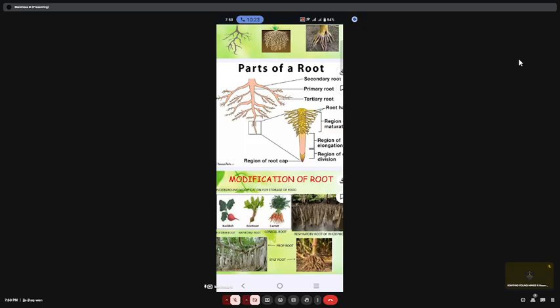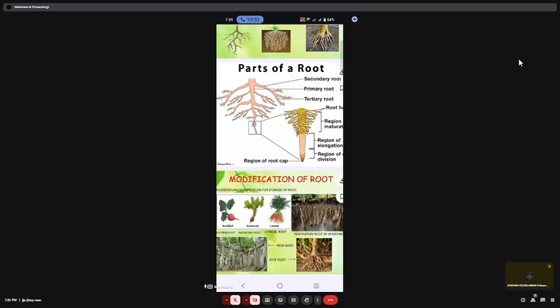So apart from the roots, plants have leaves also, right? Leaves arise from the nodes of the main stems or branches. The main function of leaves is photosynthesis. They arise laterally from the plants and they are exogenous. The main functions of leaves are photosynthesis, transpiration and exchange of gases. So this also we have learned.